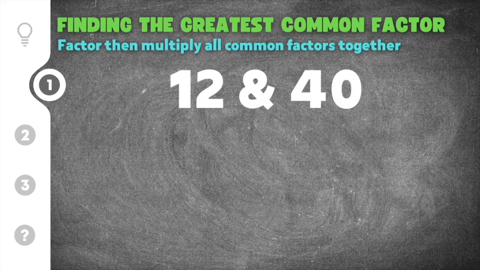Let's go ahead and get started learning about finding the greatest common factor. Now, this first practice problem asks us to find the greatest common factor between 12 and 40. What I'm going to have to do is factor the number 12 into its prime factors, and factor the number 40 into its prime factors.